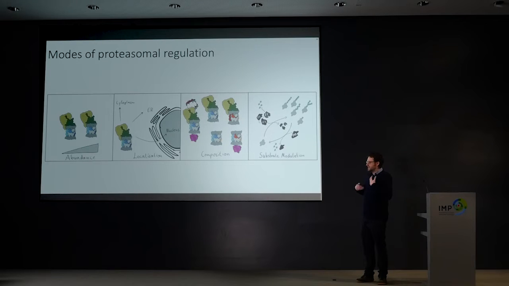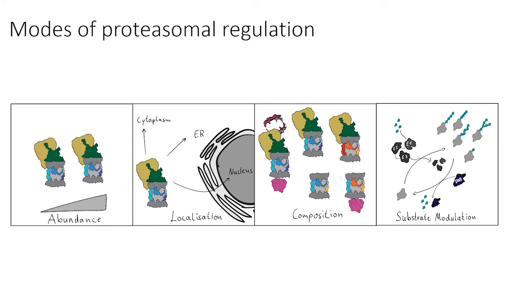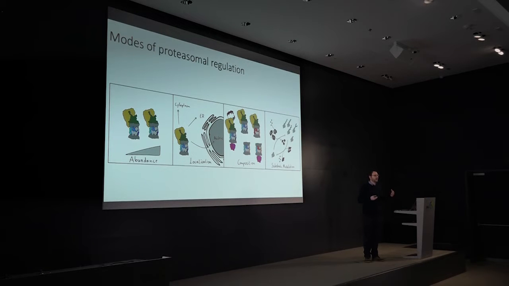The easiest, understandable possibility is changing the abundance of the proteasome. More proteasomes will degrade more proteins in less time. Fewer proteasomes will degrade fewer proteins in more time. An alternative way to regulate, and this is less well studied, is the localization of the proteasome. The protein of interest and the proteasome have to come together to be degraded. If the proteasome doesn't see the substrate, it will not lead to the degradation of the protein of interest. So we really have to make sure that these two parts come together.